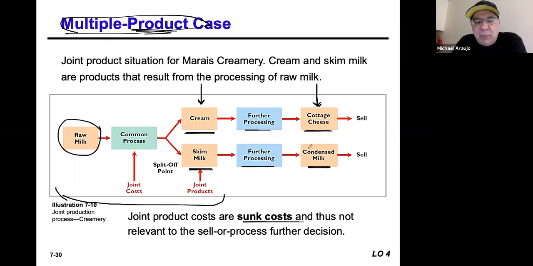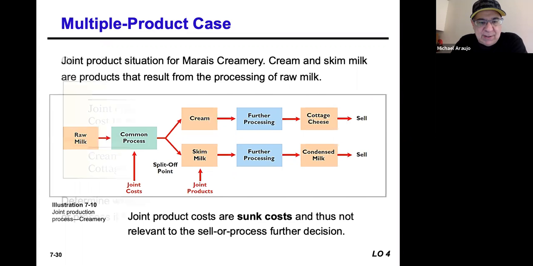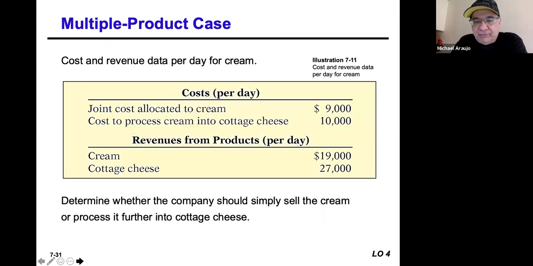What's going to matter is the incremental amount of revenue you're going to make and the incremental amount of expenses you'll have, to see if continuing to process these products into either cottage cheese or condensed milk will be profitable for you. So incremental analysis to the rescue.